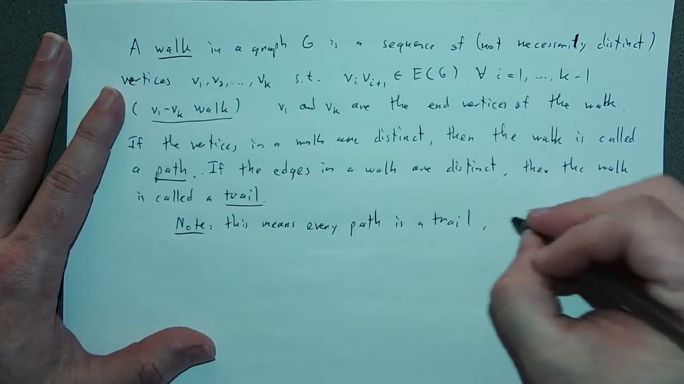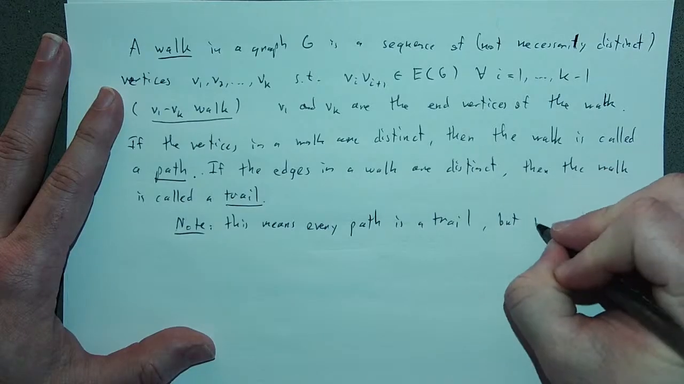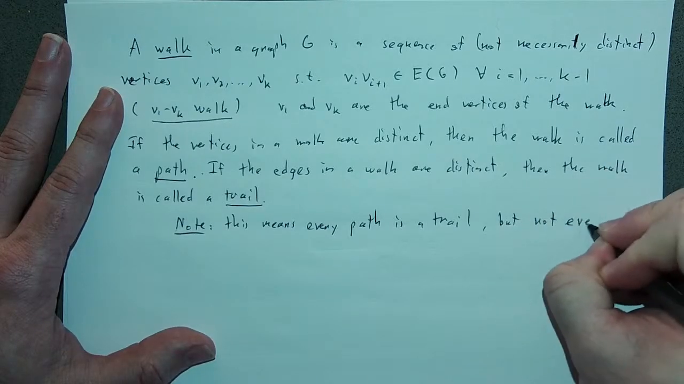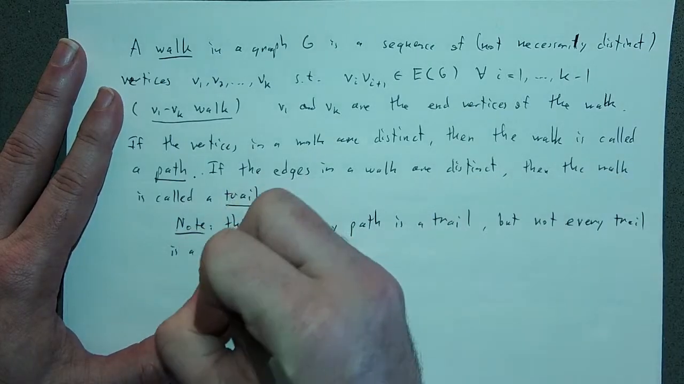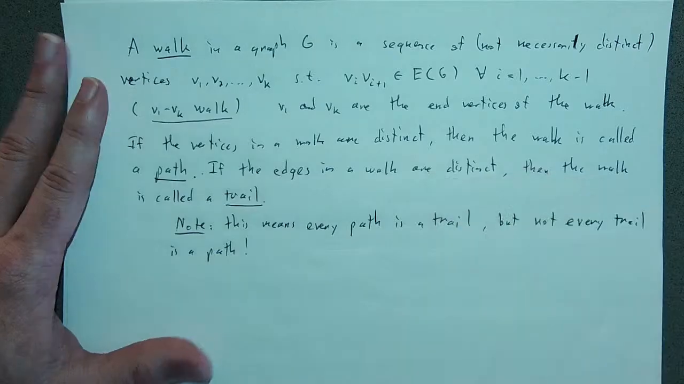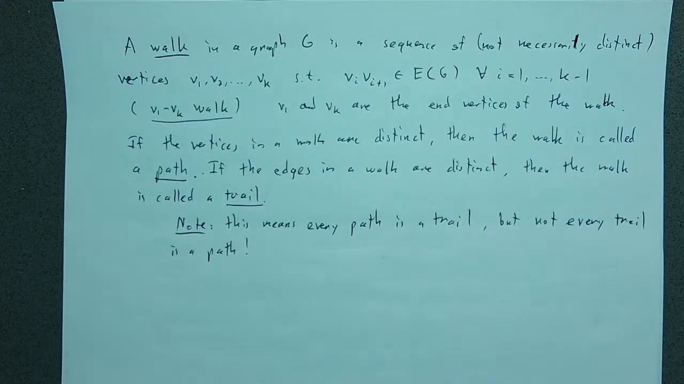But not every trail is a path. And the way to see this is, again, because the fundamental feature of defining both a walk and a path has to do with the vertices. That's what it's focused on, the vertices. Yes, the vertices have to be those that correspond to edges that are in the edge set, but it's the vertices that are being focused on and the vertices being distinct, whereas trail only references the edges being distinct.